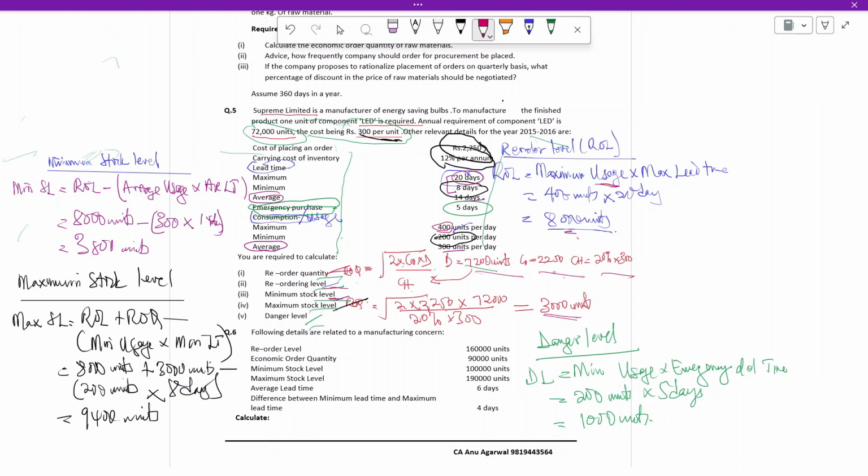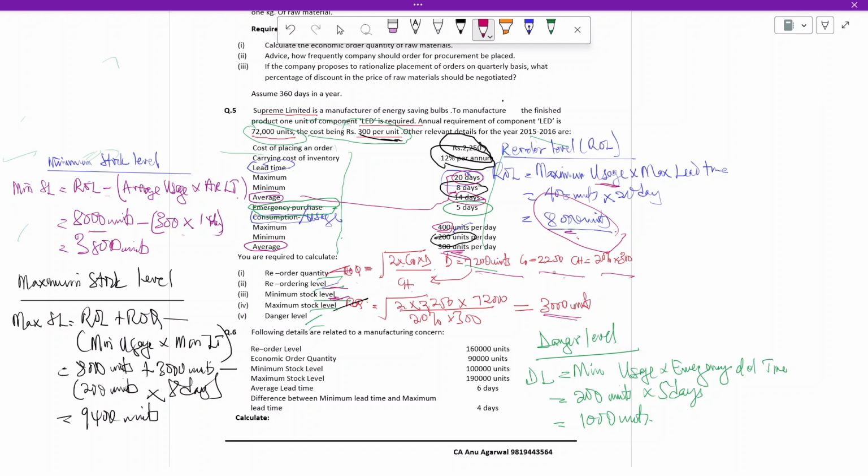Next, the minimum stock level. Minimum stock level is given as the reorder level minus the average usage times the average lead time. In the question, we have calculated the reorder level as 8,000. That is here. The average usage in the question is 300 units times the average number of days, which is 14 days. So when you multiply, we get 3,800 units.